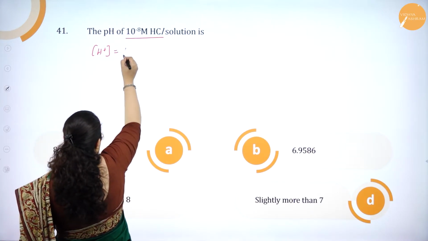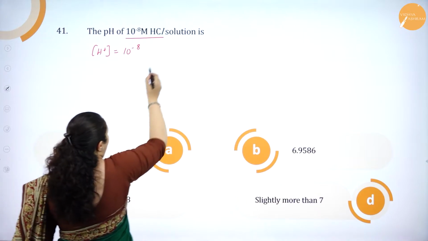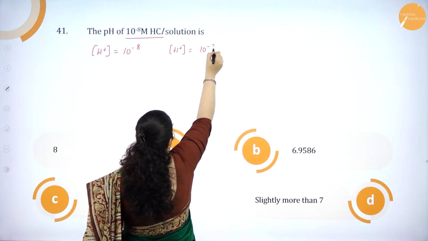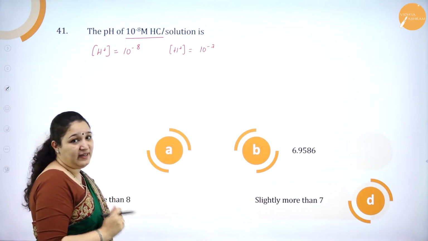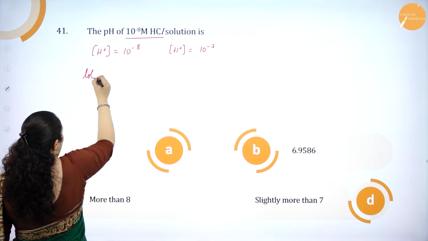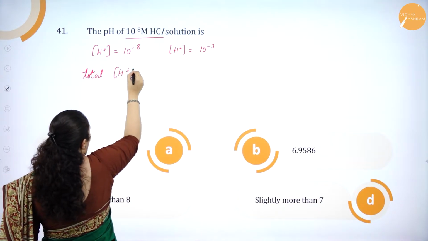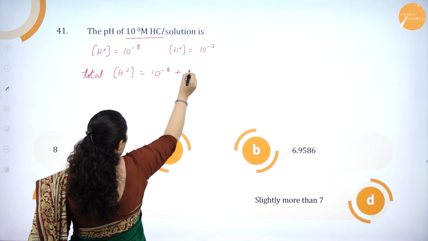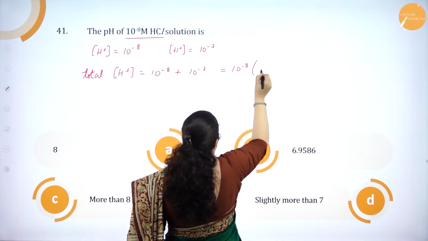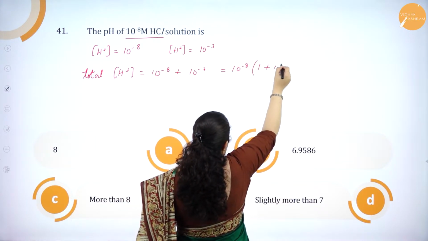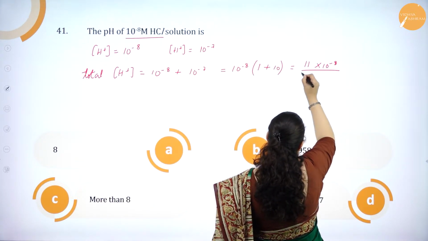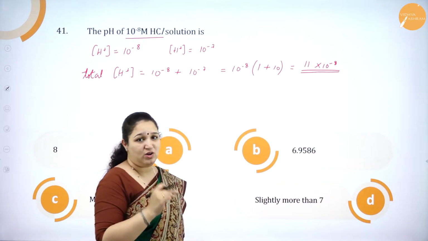From HCl, I am going to get it as 10 to the power minus 8, and from water, if I consider the H plus ion concentration, it is 10 to the power minus 7 at 298 Kelvin, isn't it? So I'll have to add up both of this. So total H plus ion concentration is 10 to the power minus 8 plus 10 to the power minus 7, in which 10 to the power minus 8 I'll take as common outside. So it will be 1 plus 10, which will be equal to 11 into 10 to the power minus 8. So this is the H plus ion concentration.